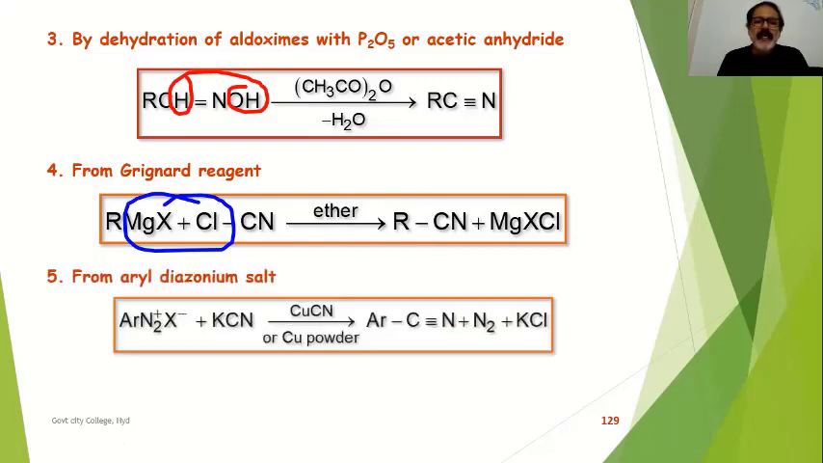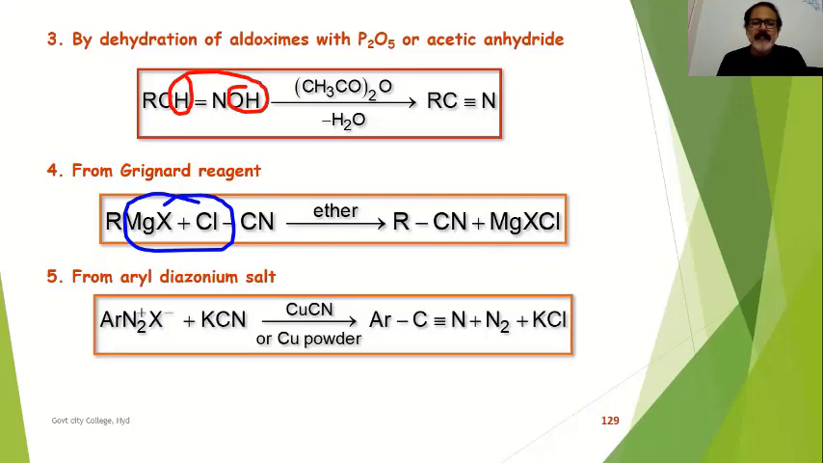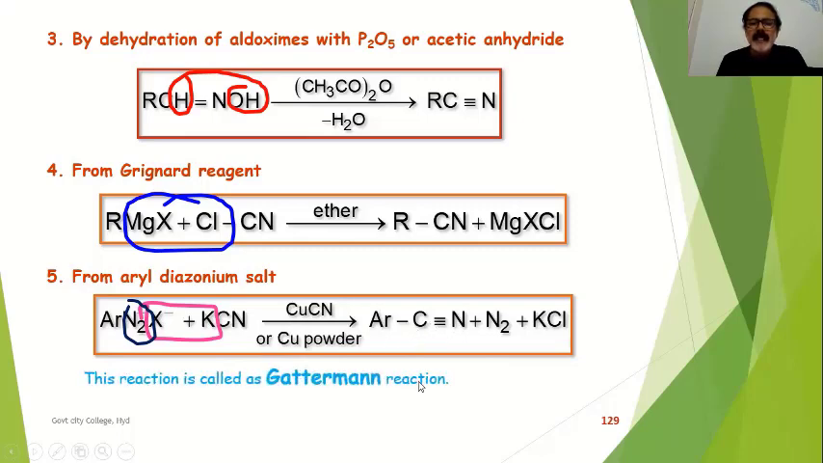Next one is from aryl diazonium salt. This part we have already seen in diazonium chloride. 2 nitrogens with positive charge, you call it diazonium, and you have a halide, chloride. And this is an aryl group, a benzene-like ring is present here. This will react with potassium cyanide, and potassium and X will go as potassium chloride, the nitrogen will be removed as nitrogen gas, and the aryl and cyanide will combine to give aryl cyanide. This reaction we have already discussed, and it is called the Sandmeyer reaction.